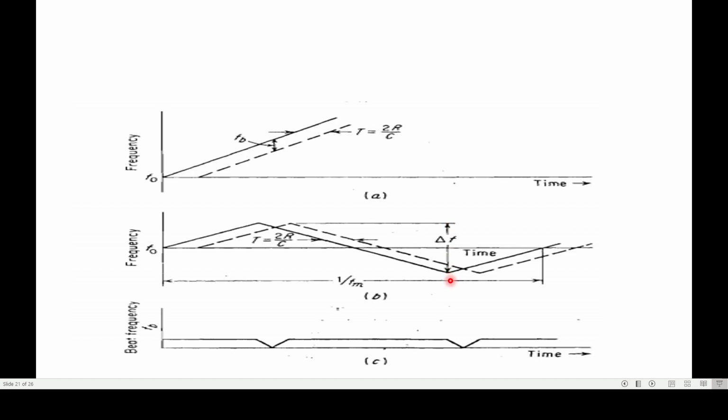So this delta F is the bandwidth, so the maximum change, how much it has moved from the central frequency, I mean upper limit and lower limit. So this is actually the bandwidth.